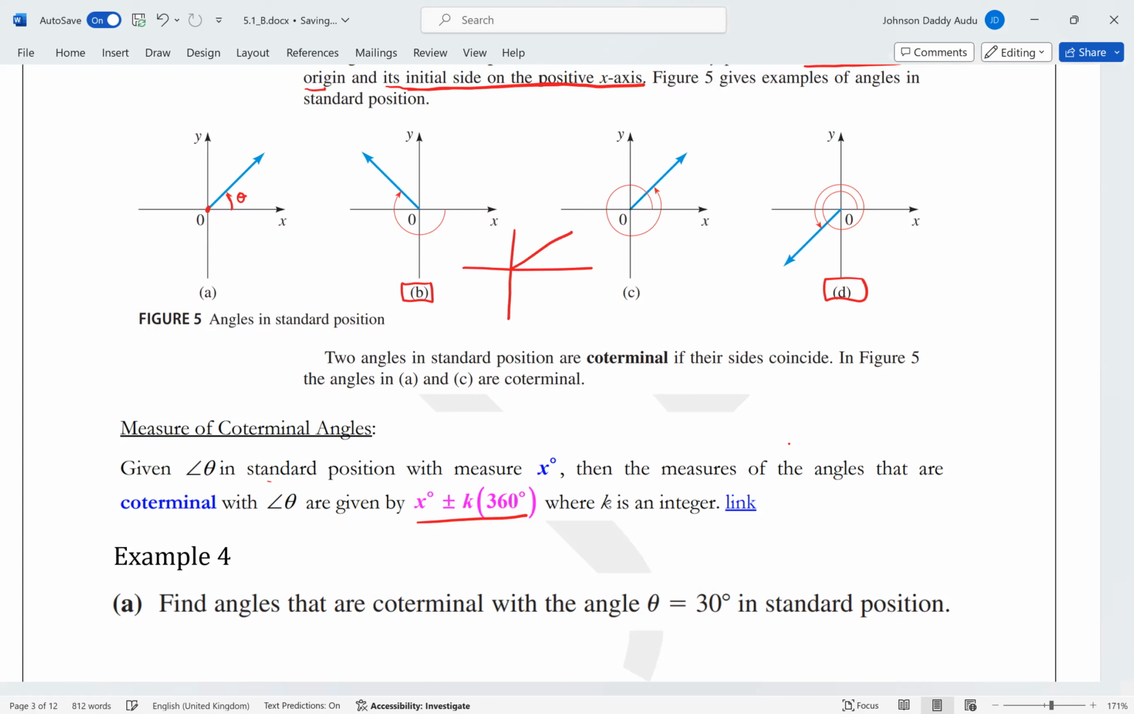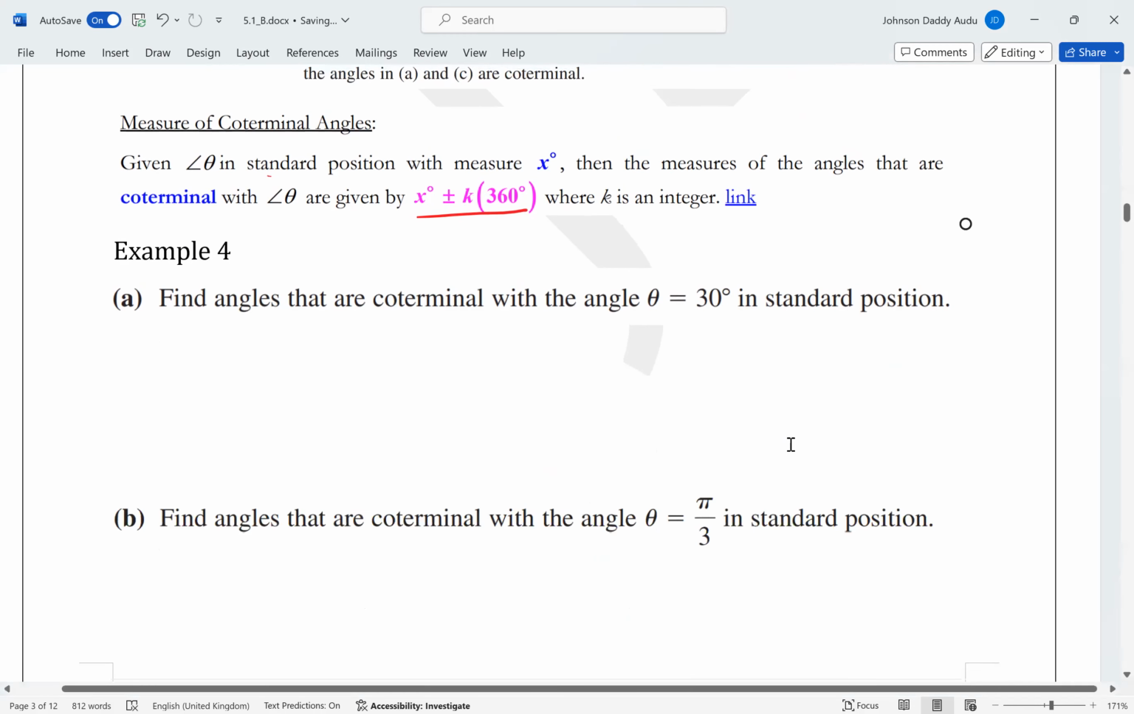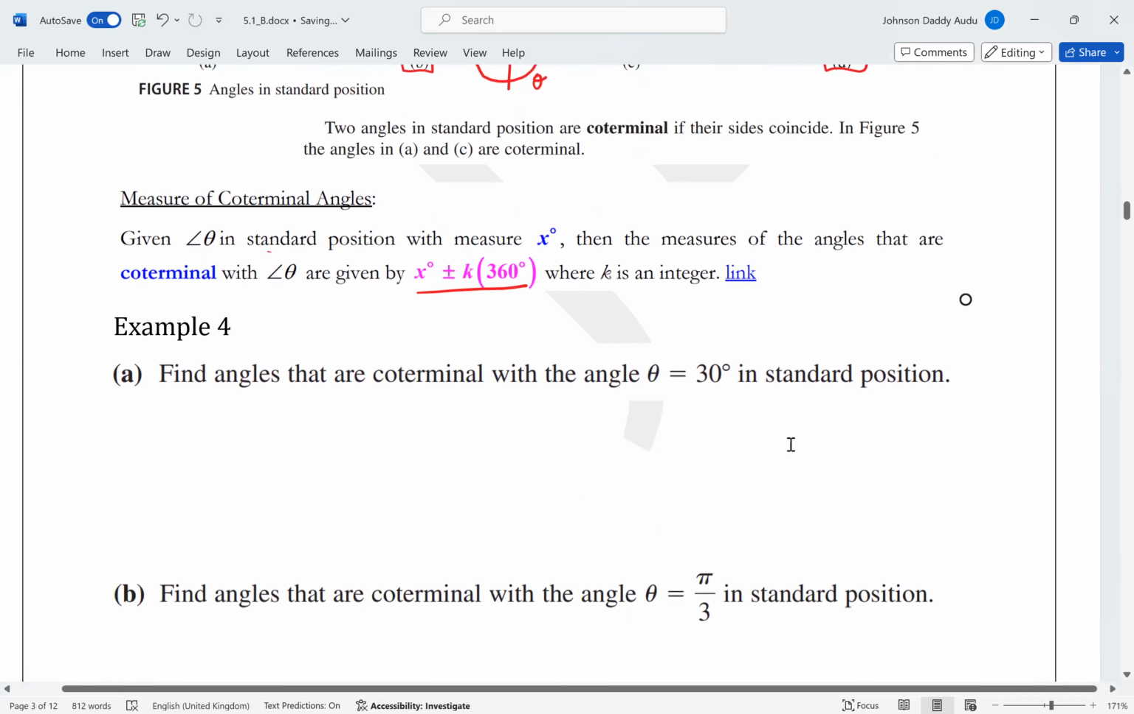Let's say this is our terminal, so we can decide to go left. We go clockwise, and then we come back here. So you see this now, this theta will be negative. So in general, we use this formula to find coterminal.